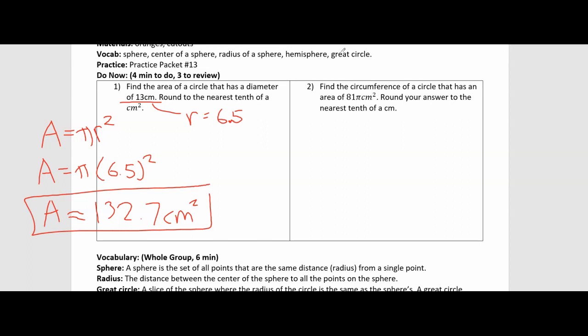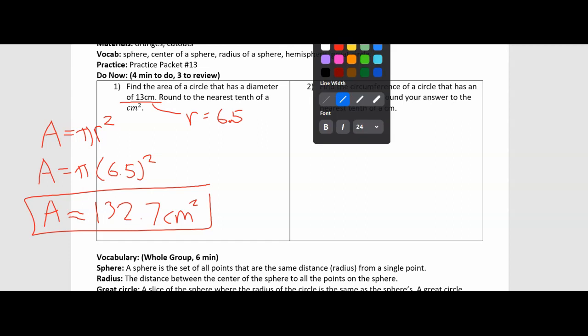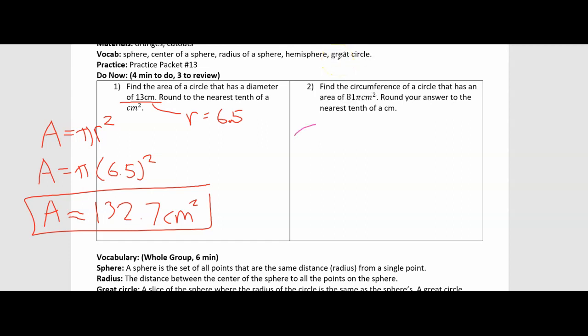Number 2 says find the circumference of a circle that has an area of 81 pi square centimeters. Round your answer to the nearest tenth of a centimeter. So we've got to find the circumference, but we're given the area. Well, let's think about what the formula for circumference is. That's equal to 2 pi r. So we need to know the radius. If we know the radius, we're good.